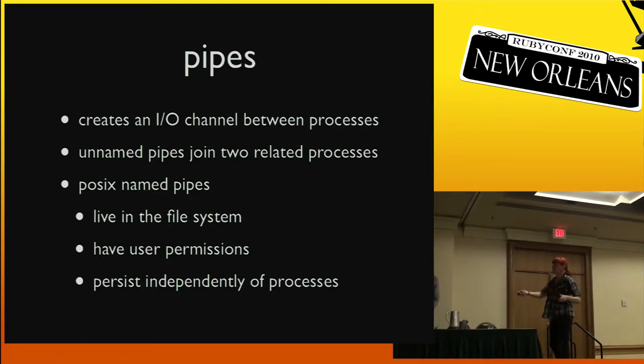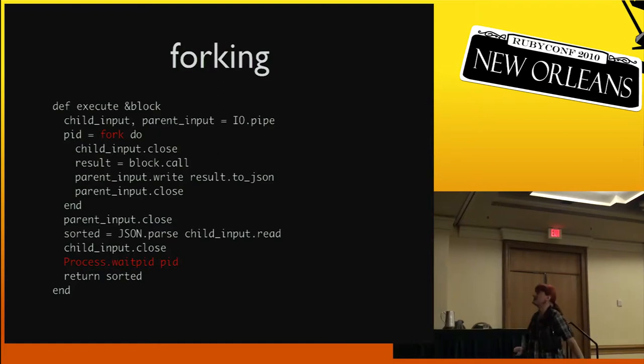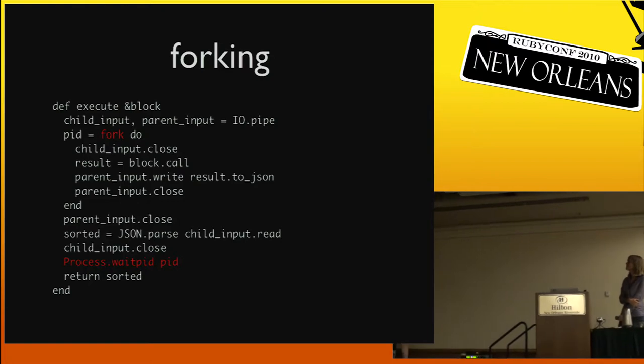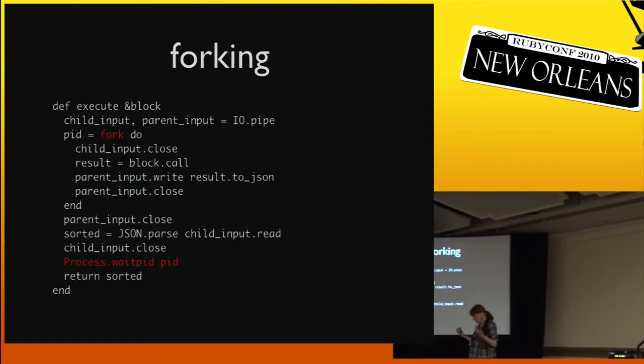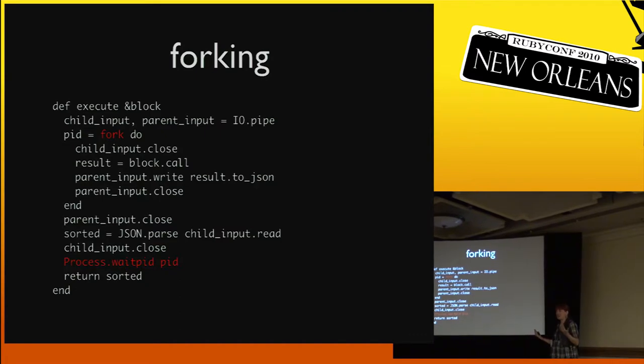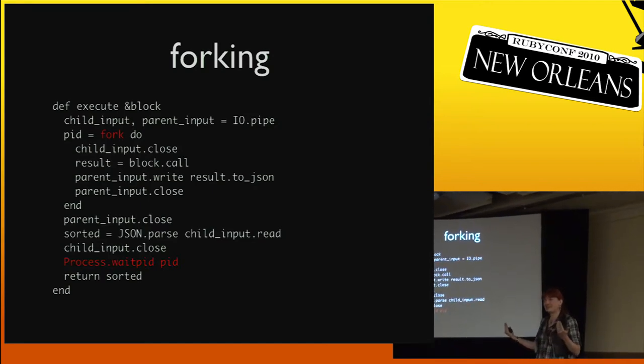And here's an example of how to actually do a fork in Ruby. I'll walk through it because it's fairly simple. The thing about a fork is in both of the processes, the process that's created and the one that's the parent, they both return from the same fork call. The state of the program is more or less identical at that point.